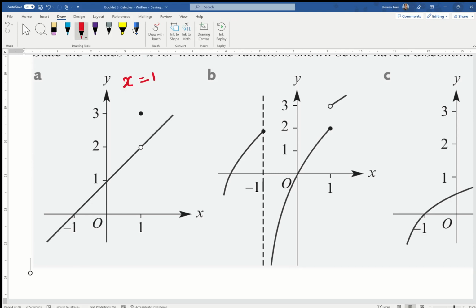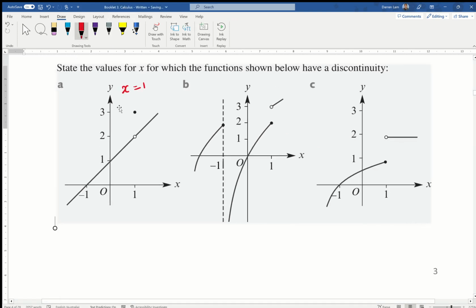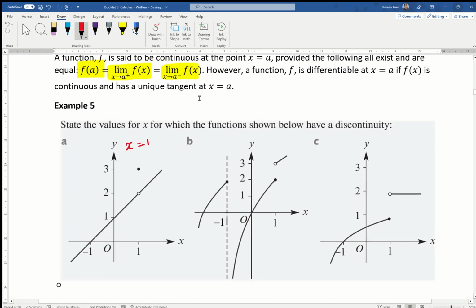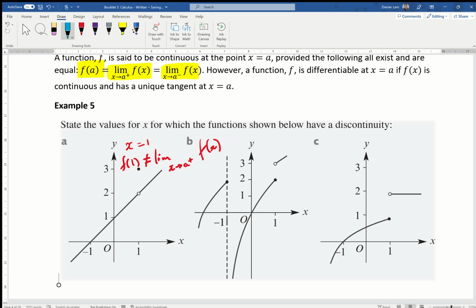But why is the graph discontinuous or non-continuous at x equals 1? I'd use my notation. I'm going to write that f of a, or f of 1 I should say, because in this case we're replacing x with 1, does not equal the limit as x approaches a from, and I'm just going to pick one of them, from the positive side. If I go towards x equals 1 from the positive side, it goes towards 2. That makes sense. But f of 1 is actually 3, right, according to my graph. Therefore, it is not continuous, or there is a discontinuity at x equals 1.